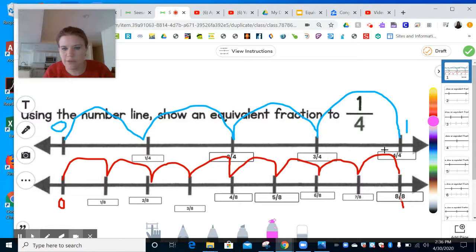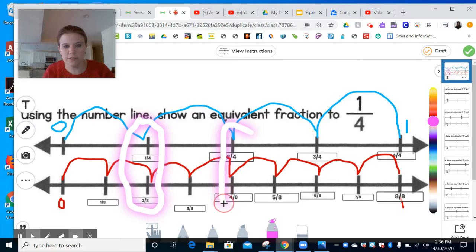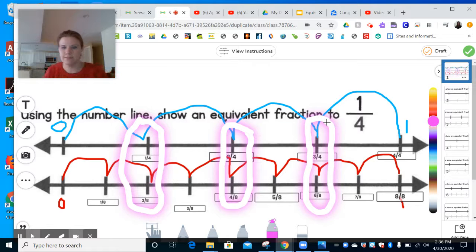I am going to have you take any color you want and circle this equivalent fraction. Do you see another place on the number line where there are 2 fractions in the same place? Right here. 2/4 is equal to 4/8. They're in the same spot on the number line, which means they are the same size. Can you find another one? Great, right here. 3/4 is equal to 6/8.